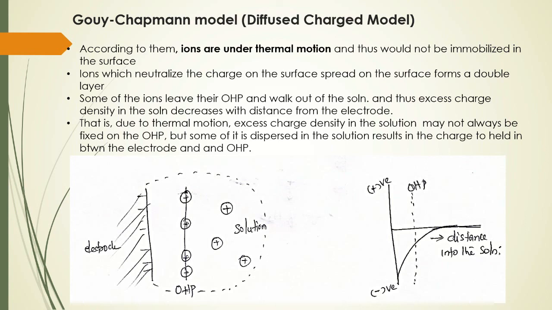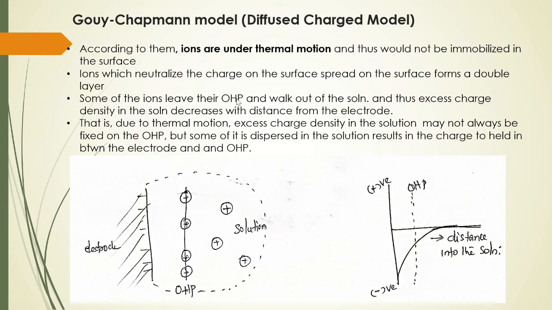Some of the ions will leave the outer Helmholtz plane and randomly walk out into the solution, so the excess charge density in the solution will decrease as the distance from the electrode changes. So near the electrode, its charge will attract the solvent ions to the second row, that means the outer Helmholtz plane. But generally, the thermal motions of these ions have a limited influence away from the electrode. Thus, the excess charge density in the solution may not be fixed compactly on the outer Helmholtz plane, but some of it is dispersed into the solution. Thus, most of the charges which neutralize that on the electrode will be held in the solution between the outer Helmholtz plane and the bulk of the electrolyte.